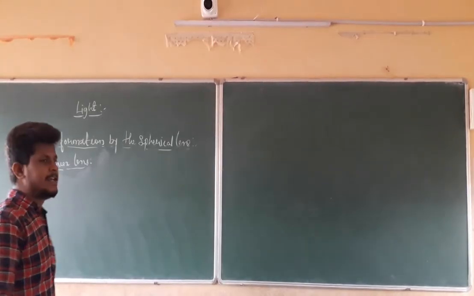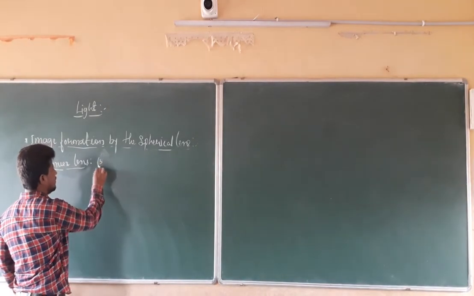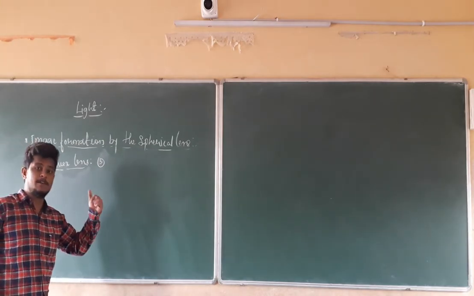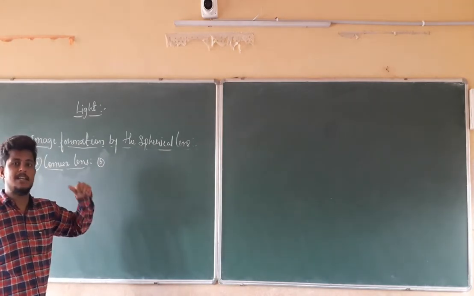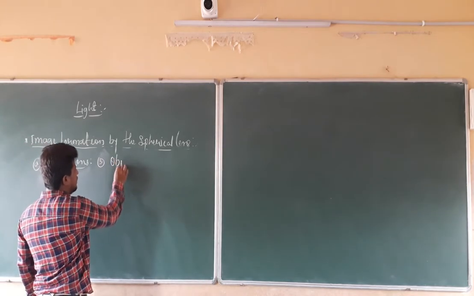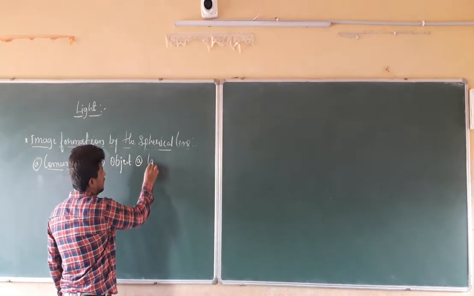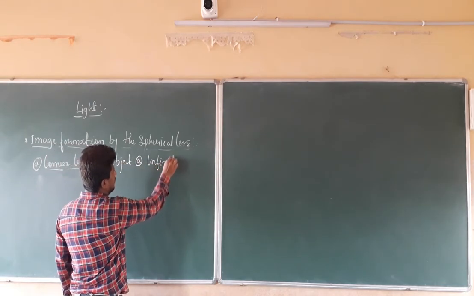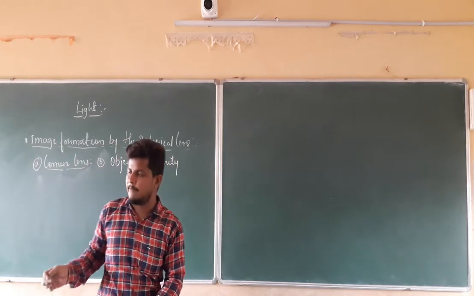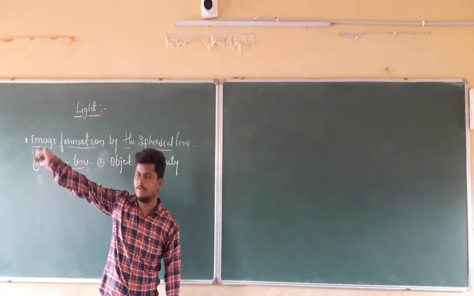Now we are going to see the third case. In case of a convex lens, we are going to keep the object at infinity. Object is kept at infinity. We don't know the position of the object, where it is kept. We have to find out the position of the image if the object is kept at infinity.